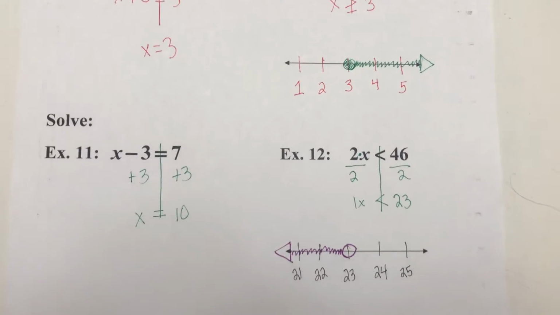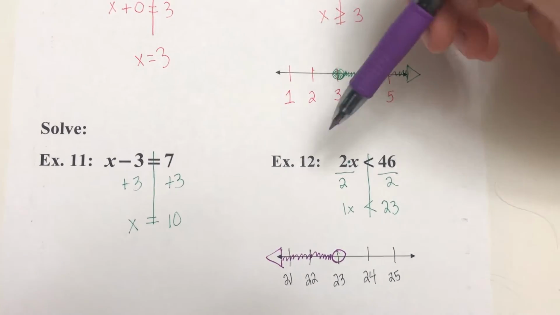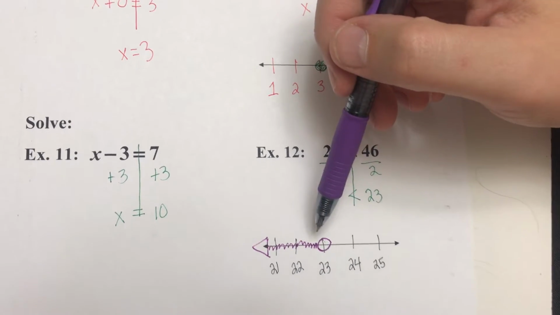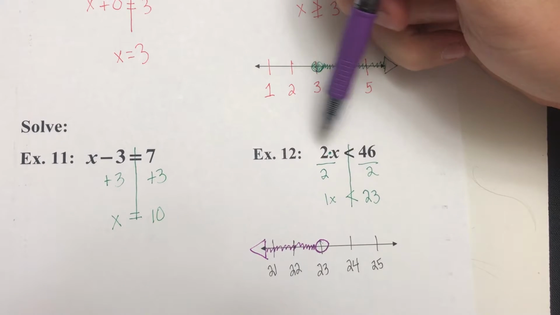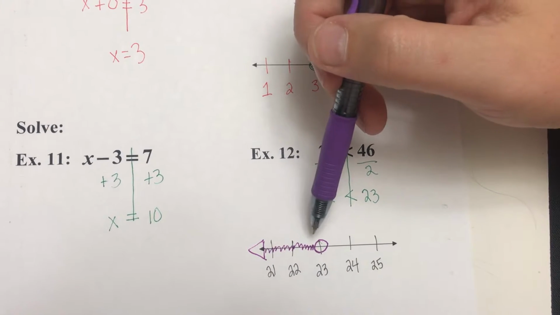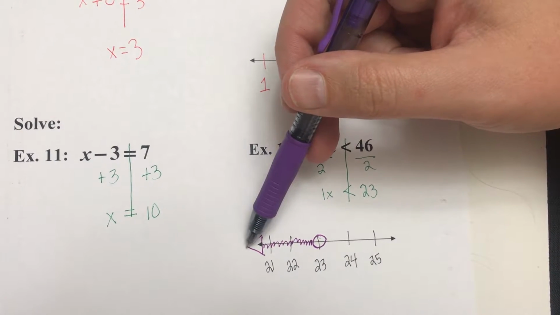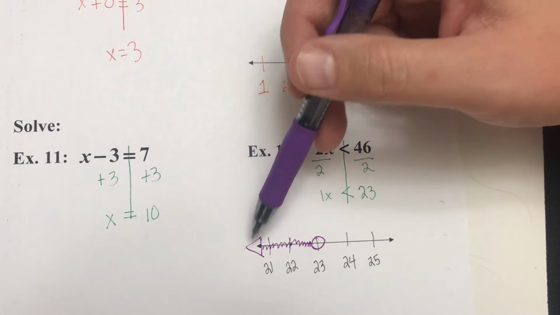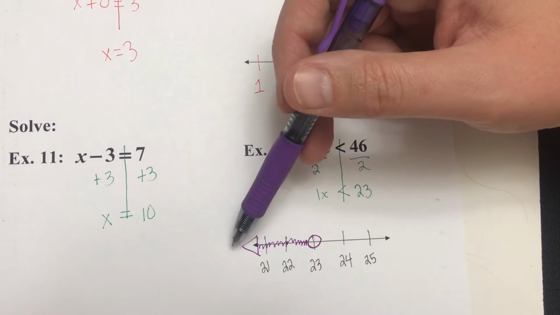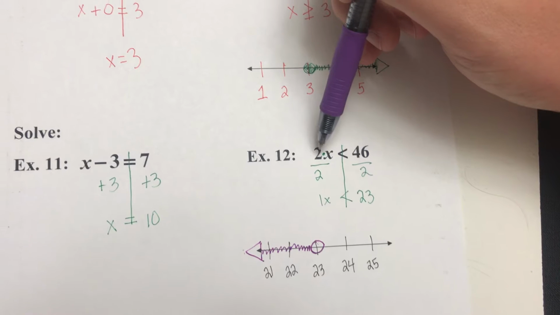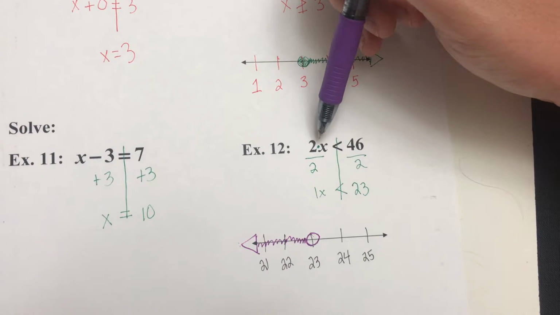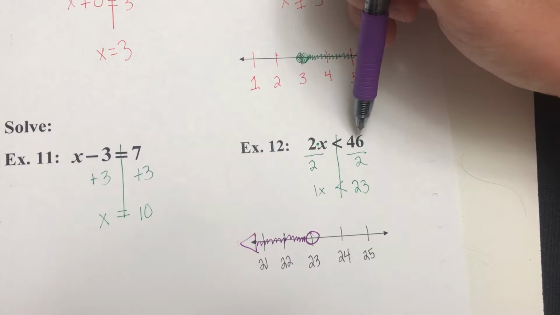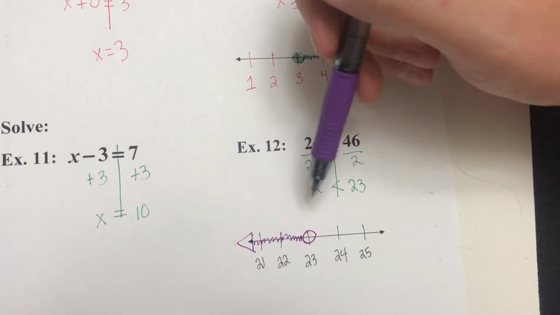We can check numbers that are less than 23 to verify that they are going to make this true. Let's say we pick the number 20. 20 is down here on the number line, but it is still where the arrow is pointing. If you do 2 times 20, you get 40, and 40 is less than 46, which is true.